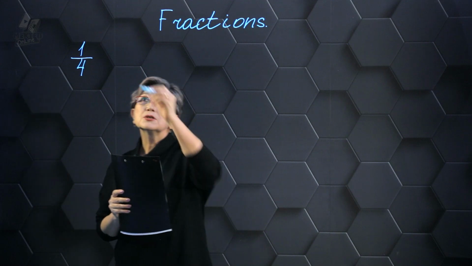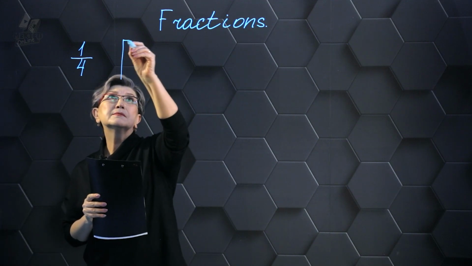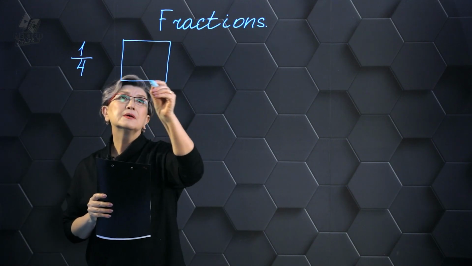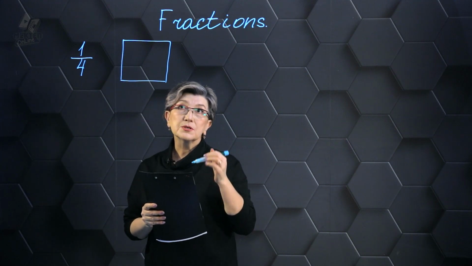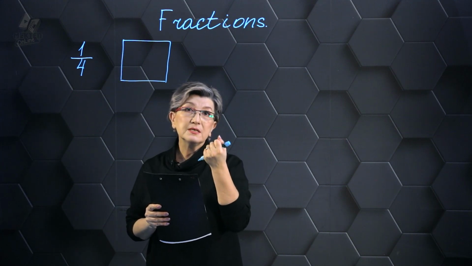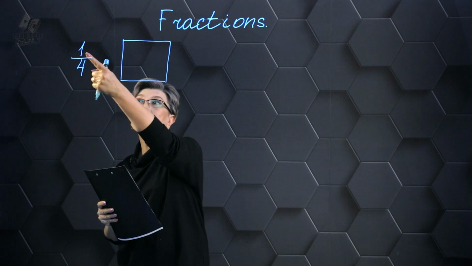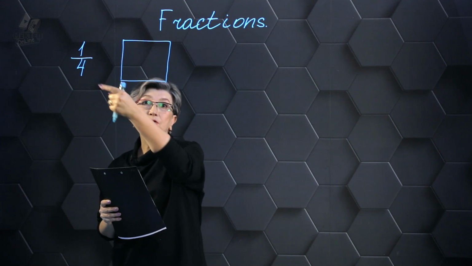I have to take a square and then I have to represent this fraction, that is, shade some part, highlight this part, which will be equal to 1/4 of the whole square. This means dividing the square into 4 equal parts and shading one of those parts to show the fraction.